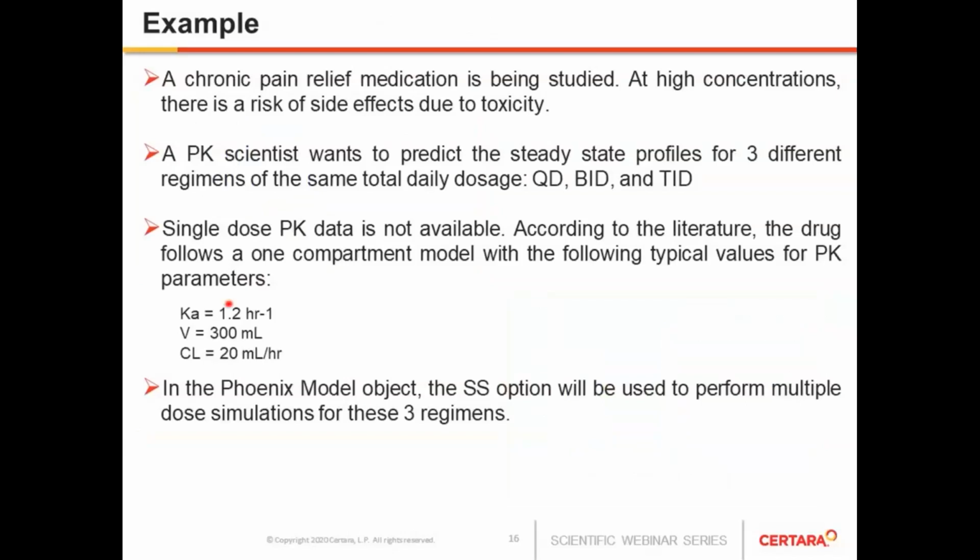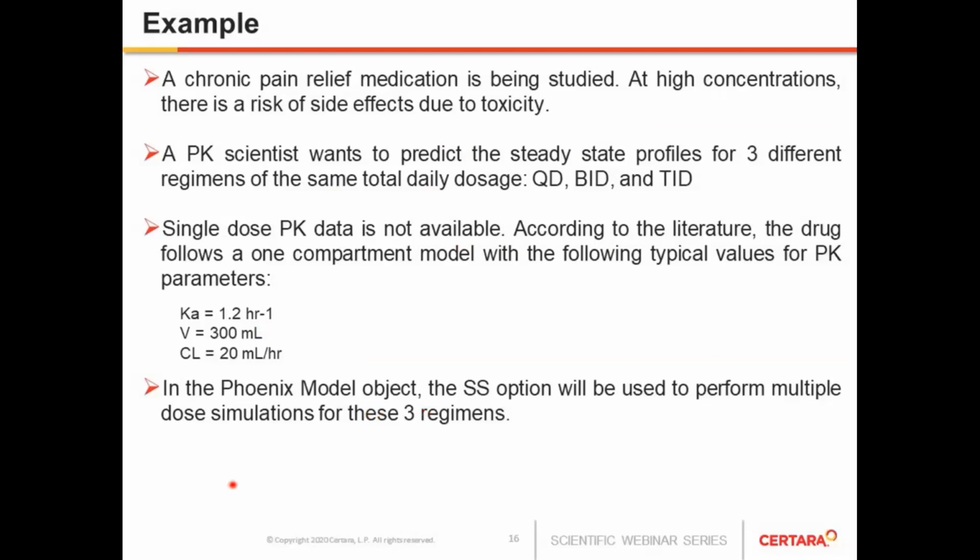Before we go into the demo, I just want to briefly explain what we are going through in this case. A chronic pain relief medication is being studied at high concentration. There is a risk of side effects due to toxicity. A PK scientist wants to predict a steady state profile for 3 different regimens of the same total daily dosing: QD, BID, and TID. Single dose PK data is not available according to the literature. The drug follows a 1 compartment model, with the following typical values for PK parameters: Ka of 1.2, volume of 300, and clearance of 20 mL per liter. So in the Phoenix model object, the SS option will be used to perform multiple dose simulation.